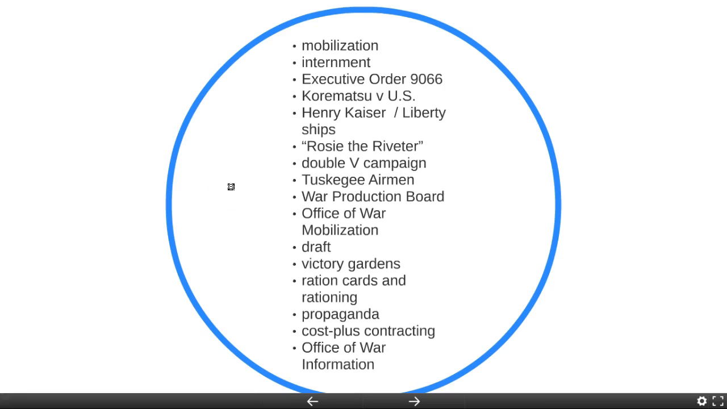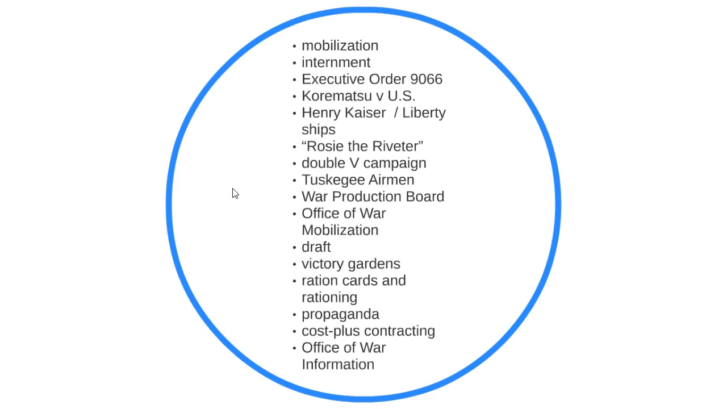We then went ahead, here are some key terms. Again, we looked at the internment, Executive Order 9066. We looked at the lawsuit against that, Korematsu. Kaiser built the Liberty ships. Rosie the Riveter represents the opportunities that women had. We also see lots of other things here that we reviewed.